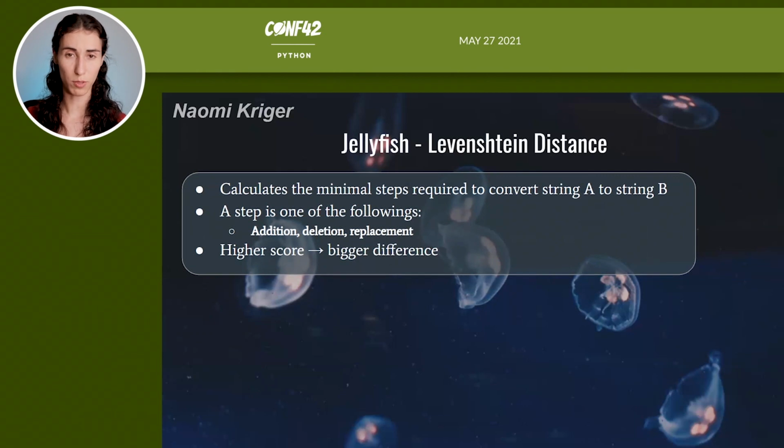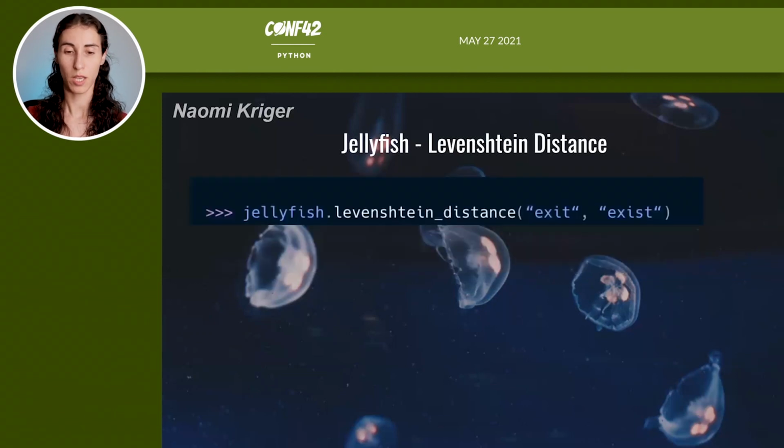So let's look at a few examples to make this much more clear. In our first example, we can see a comparison between exit and exist. Here, in order to convert string A to string B, all that we would have to do would be to add the letter S. Now, going the other way around, if you would like to convert string B to string A, all that we would have to do would be removing the letter S. So in this case, no matter which direction we choose to take, the minimal amount of steps required in order to make the conversion would be 1.